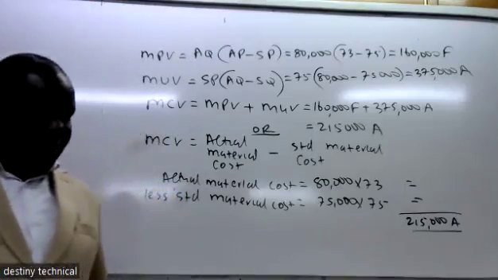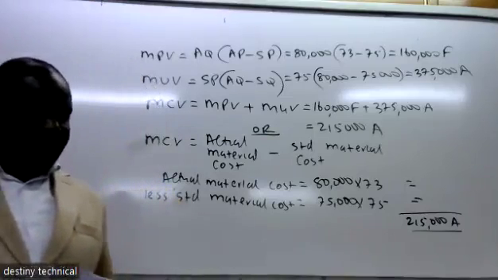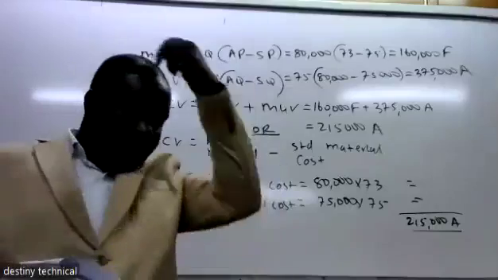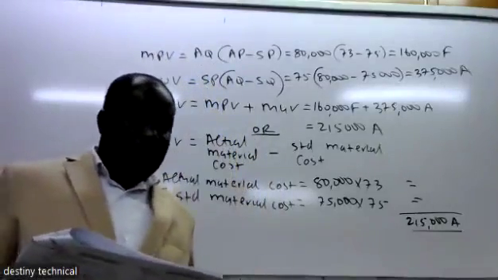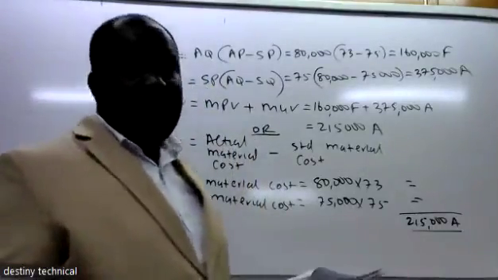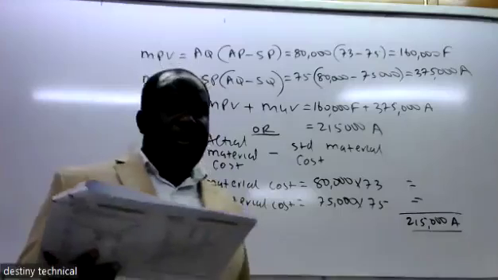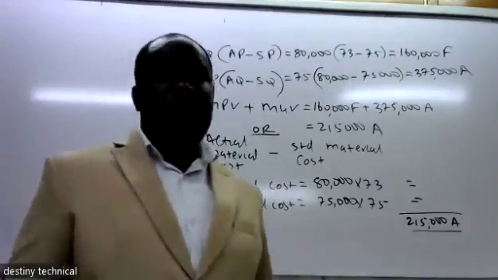Required: one, material usage variance. Two, labor rate variance. Three, variable overhead efficiency variance. Four, fixed overhead volume variance.